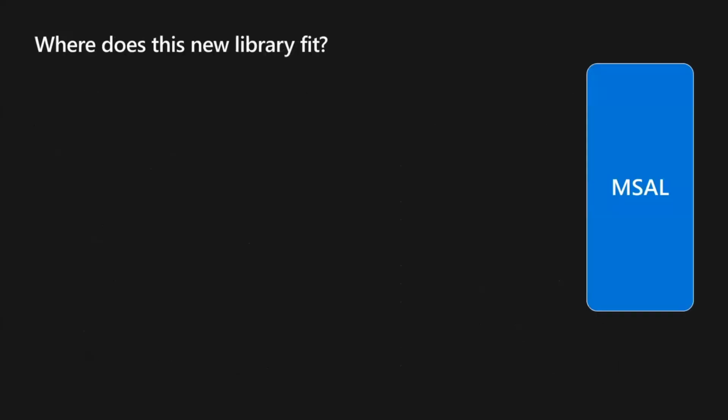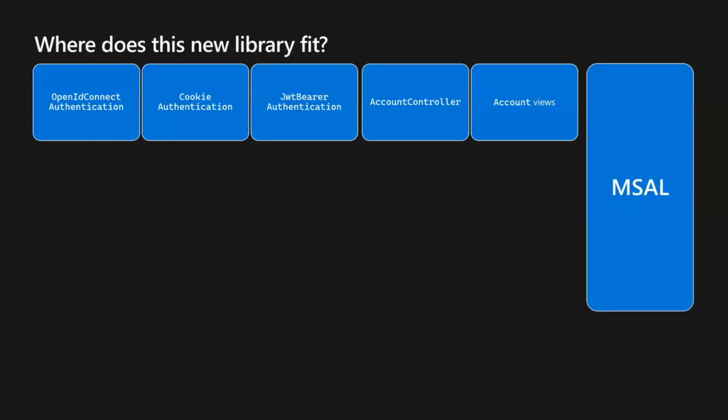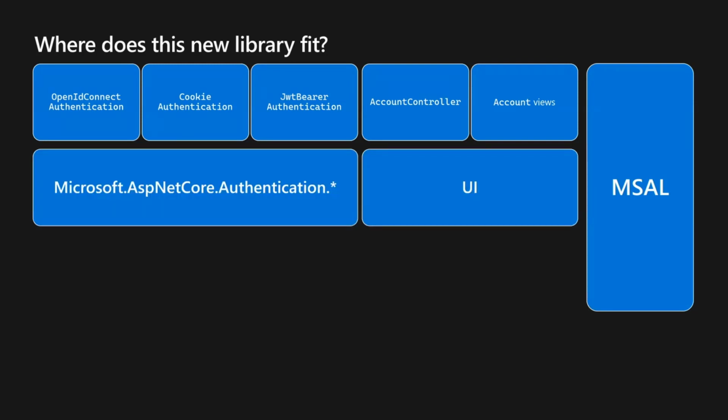So if we look at the evolution of this library, the first thing you have to do when you're using ASP.NET is configure all of this stuff: OpenID Connect, cookie, JWT bearer, account controllers, and the views that run the front ends for those accounts. And today you have something called the Azure AD UI library. The Azure AD UI library is a first pass at an attempt to make using Azure AD a little bit easier, but it uses the V1 endpoints.